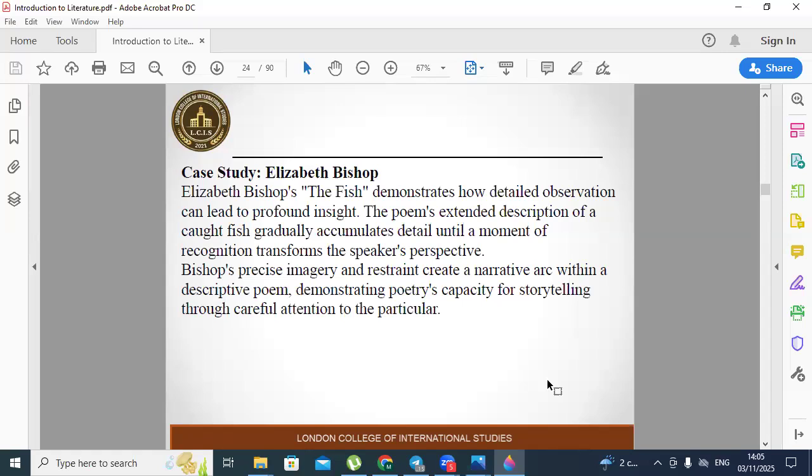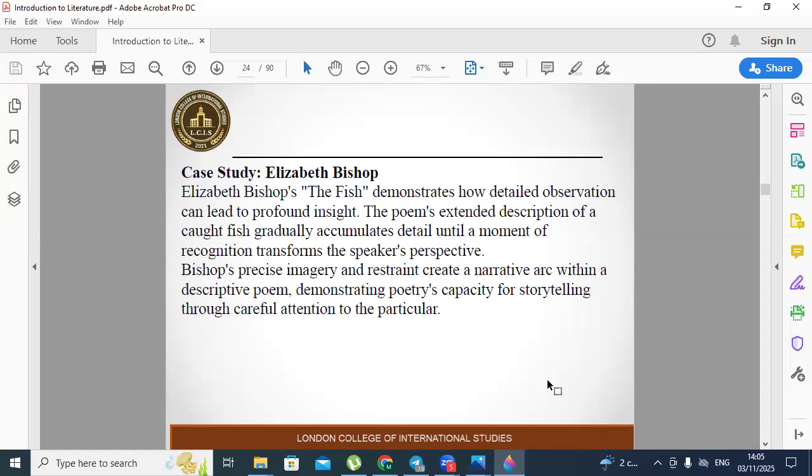Bishop was a 20th century American poet known for her precise imagery and restraint. She doesn't indulge in emotional display. Instead, she carefully observes and describes, trusting that meaning will emerge from observation.